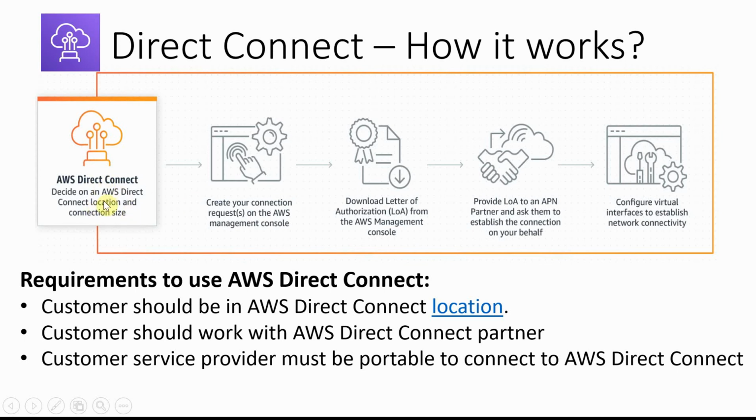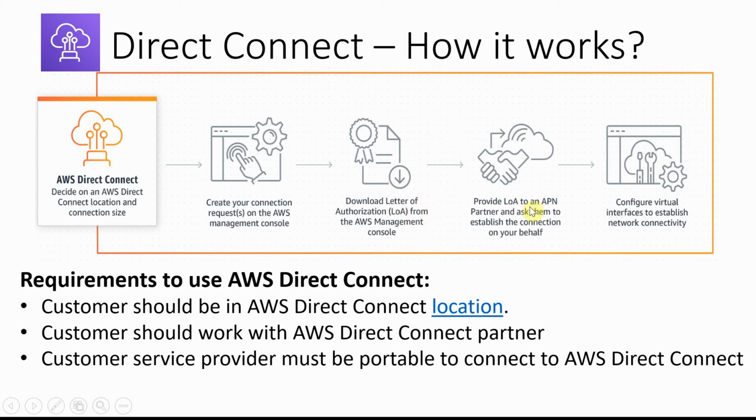So anyway, once you know that for your location there is a vendor who is providing this support, you select the location and you also select the connection size as 1 GB or 10 GB. Once you have that connection, you create your connection request from the AWS console, and you also get a letter of authorization, which you download from AWS. So with this, the AWS side of the work is done.